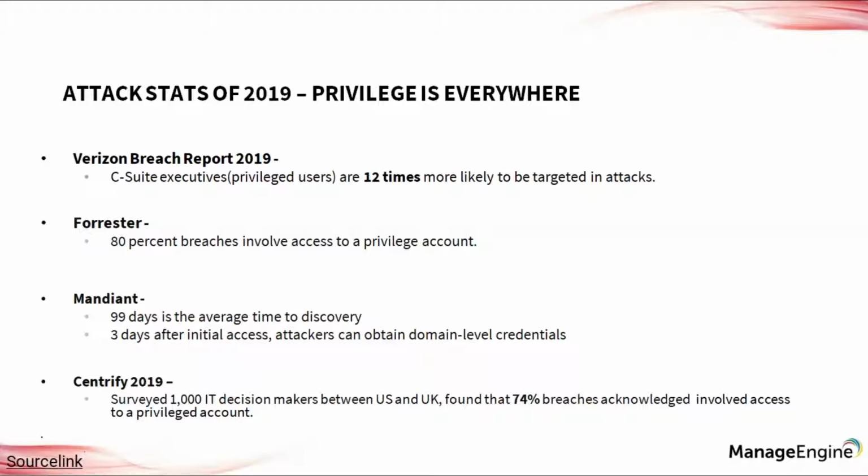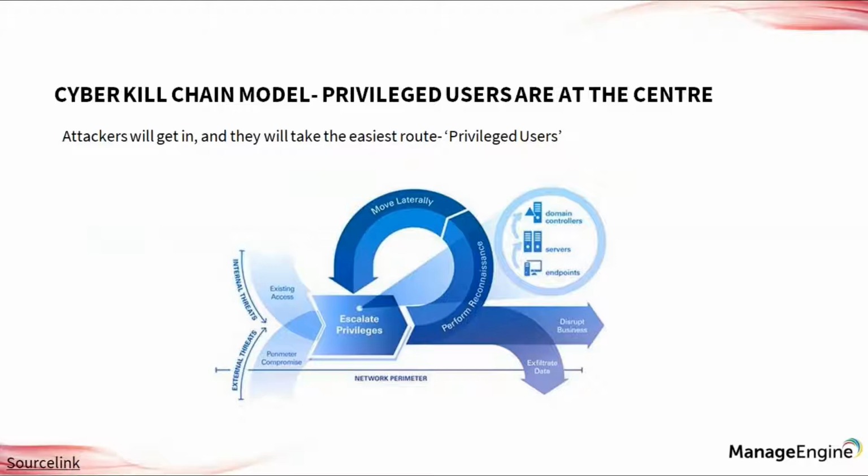A survey conducted by Centrify in 2019 found that 74% of acknowledged breaches involved access to a privileged user account. Now please note that privilege is everywhere. The first thing an attacker will try to do is break a user account with privileges, because that would give the attacker instant access to the deepest parts of your organization's network.